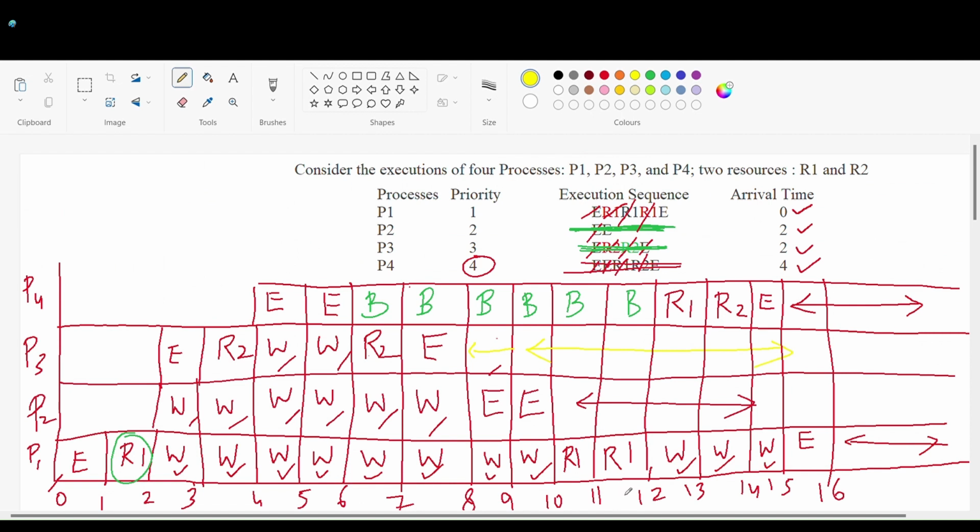P4 waiting time is 6 because P4 was blocked from 6 to 12. So P4 was waiting for resource R1. When resource R1 is available, then P4 will continue. So what is the waiting time of P4? P4 waiting time is 6, right?